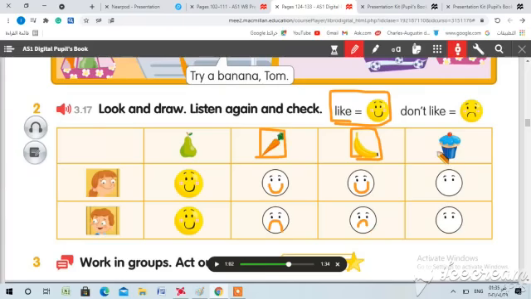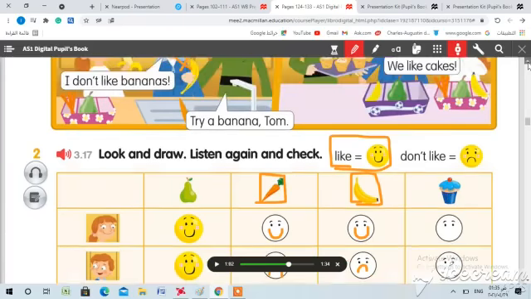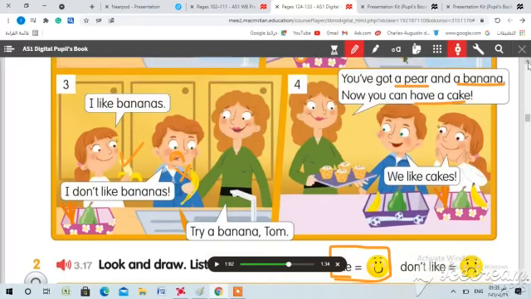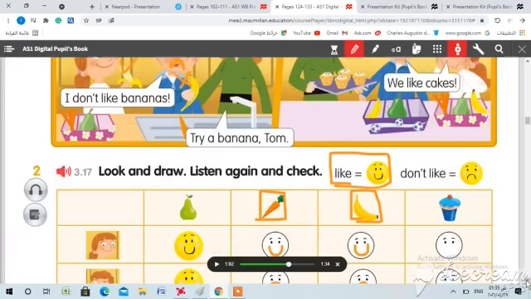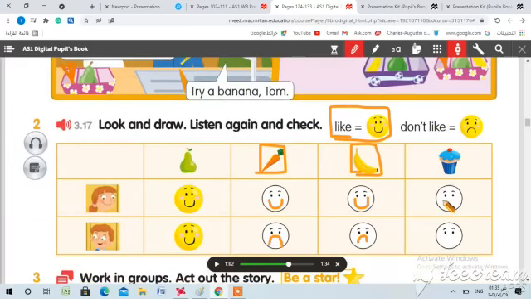Now what about cake? Look at picture number 4. Tom and Sarah say, we like cakes. We like cakes means Sarah likes cakes and Tom likes cakes. So you have to draw happy faces. Here is the first one, and here is the second one.